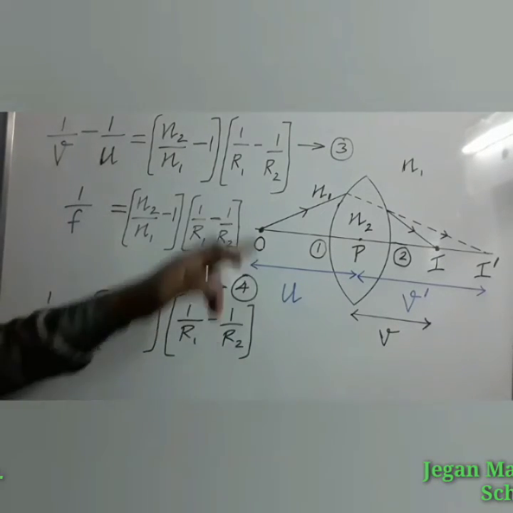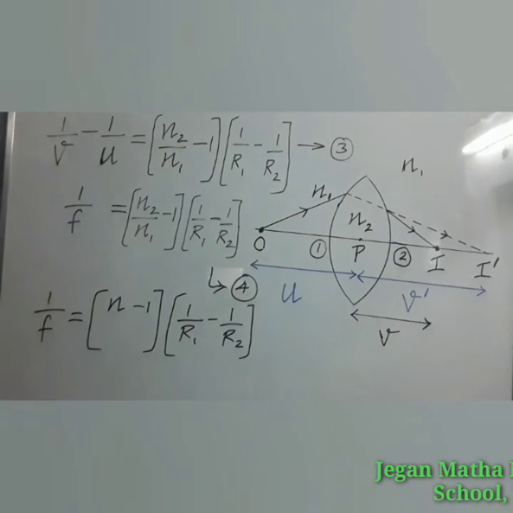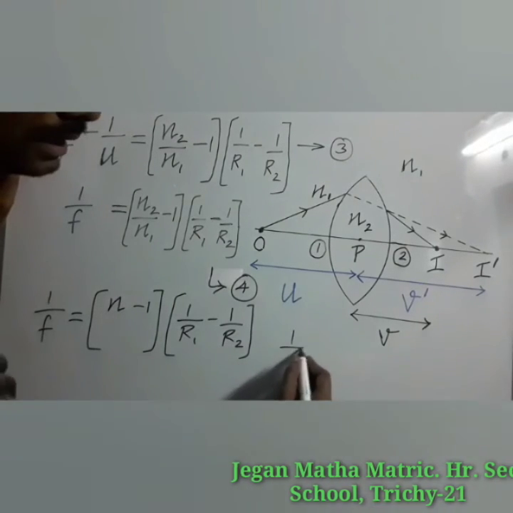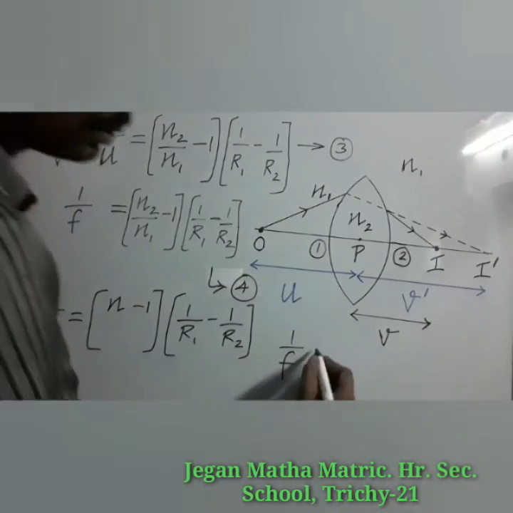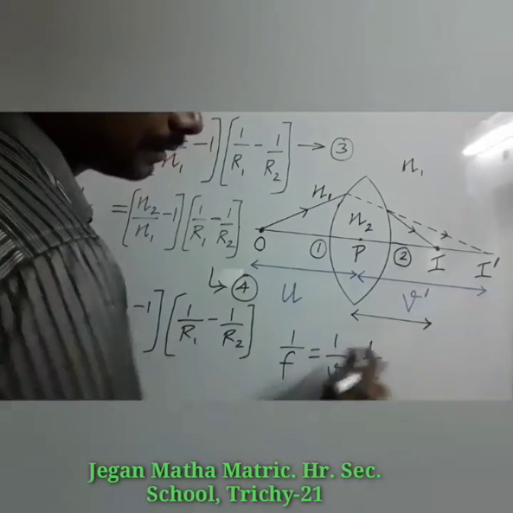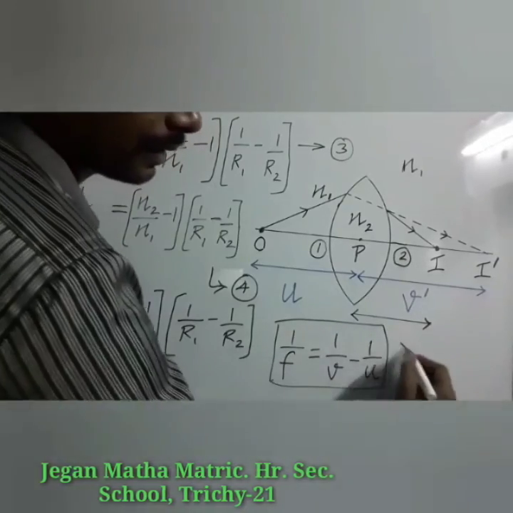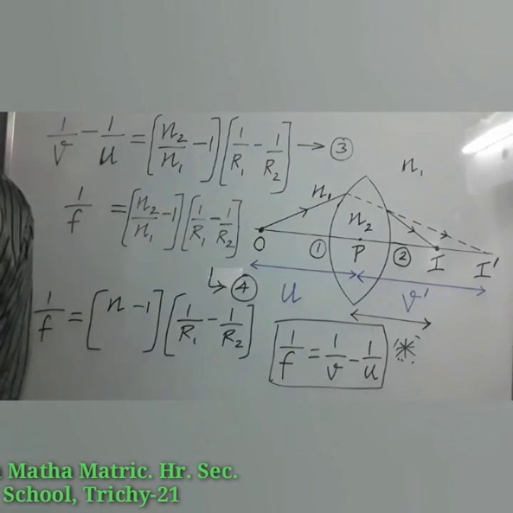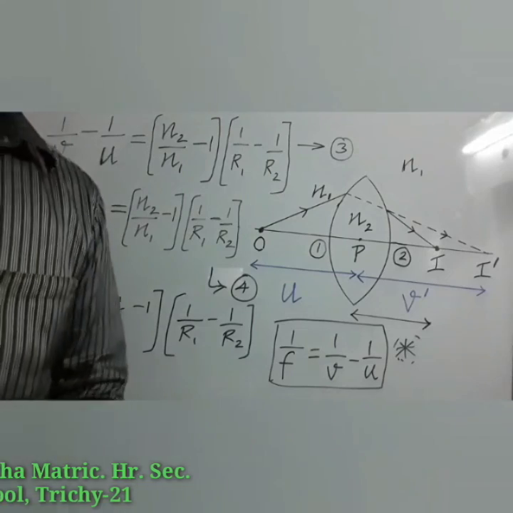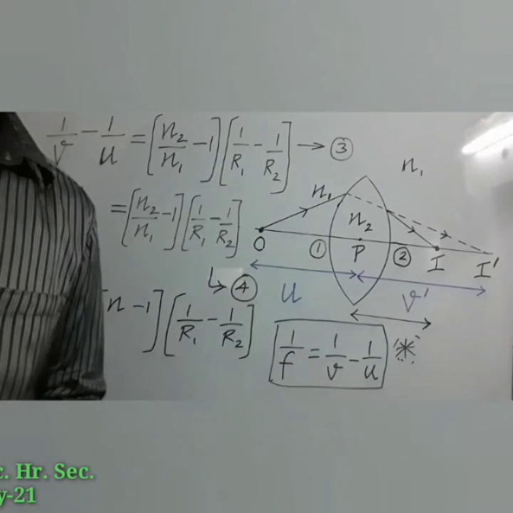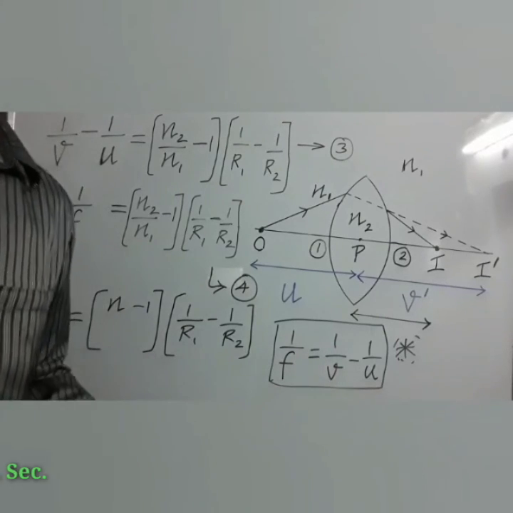And another thing, we can compare equation 3 with equation 4. The right hand side is equal, so the left hand side is also equal. So what about the left hand side? 1 by f will be equal to 1 by v minus 1 by u. This equation is known as the lens equation that relates the object distance u, image distance v, and focal length of the given lens. This formula is applicable for any type of lens.